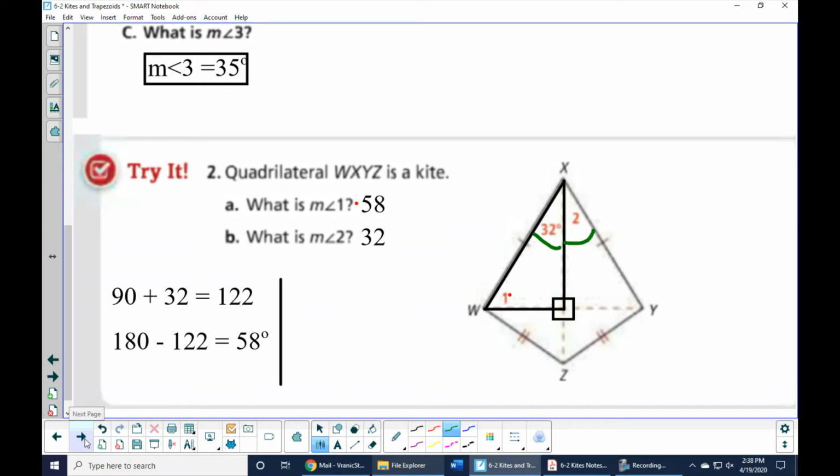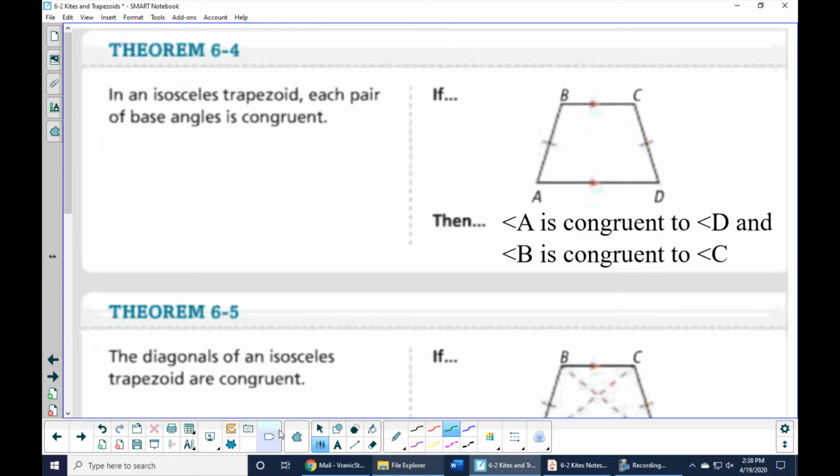Okay, a couple more things to move on with. A couple theorems that you'll see. You'll have a chance to look at them when these notes are saved. But in an isosceles trapezoid, well, that's what this thing is right here. It's a trapezoid. There's two sides that are parallel, but the two sides that are not parallel, they are congruent. That makes it an isosceles trapezoid. In an isosceles trapezoid, each pair of base angles is congruent. That's talking about A and D, but it also means B and C.